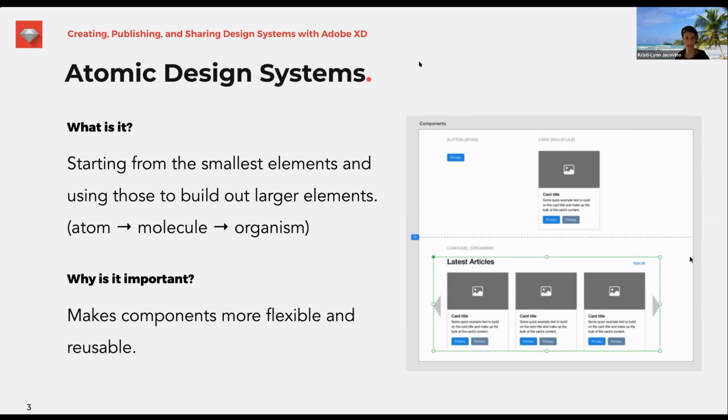It's important because it makes components more flexible and reusable. If down the line they decide that all the buttons are going to be a different shape or a different color, this can actually cascade upward into these other elements. They can start by changing just the button, and that's going to apply the new styling to the molecule and the organism. This just keeps it really simple to make changes to your design system.